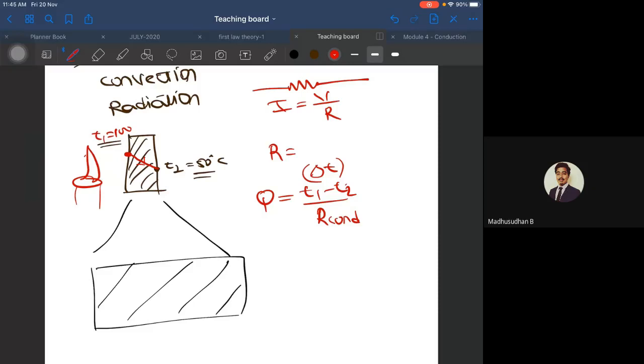Now, I want you to answer what is R conduction, what is R convection, and what is R radiation. What is the resistance offered in case of conduction? What is the resistance offered in case of convection? And what is the resistance offered in case of radiation?